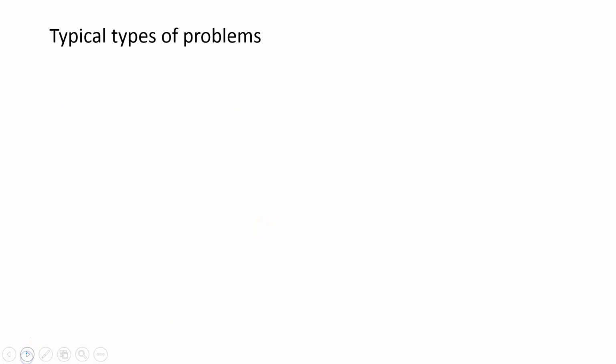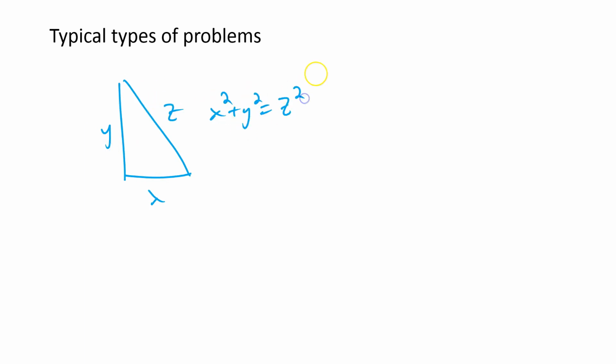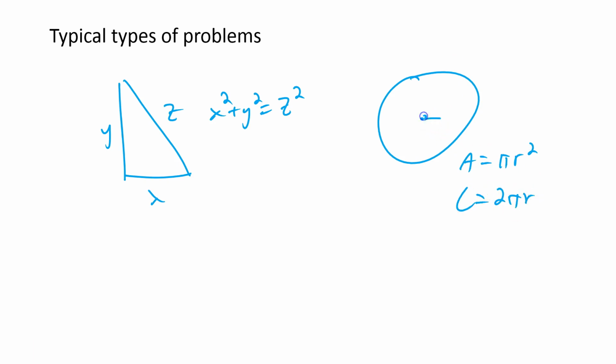So some of the typical types of problems that you see, the two that I talked about at the end there, are Pythagorean theorem problems, right? Just remember that x and y, let's call this z, x squared plus y squared will always equal z squared. There are a lot of problems that come up with circles. Remember, the area of a circle is pi r squared, the circumference is 2 pi r. You got a lot of stuff with spheres as well.